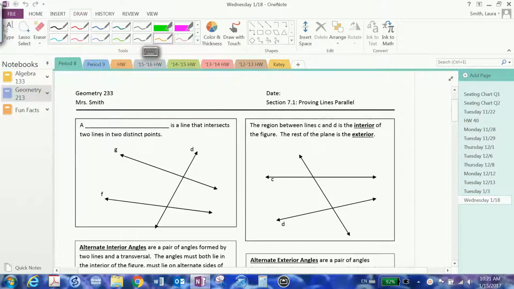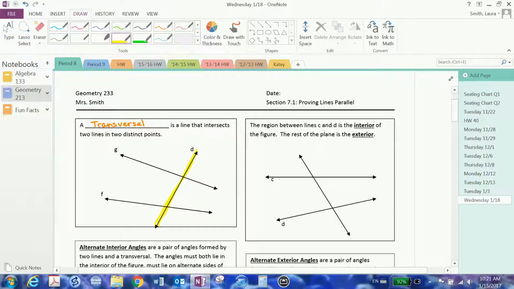Transversal. A transversal is a line that intersects two lines at two distinct points. So in this case, D is the transversal. Line D here, this is our transversal. Okay, basically a transversal just cuts through these two other lines.